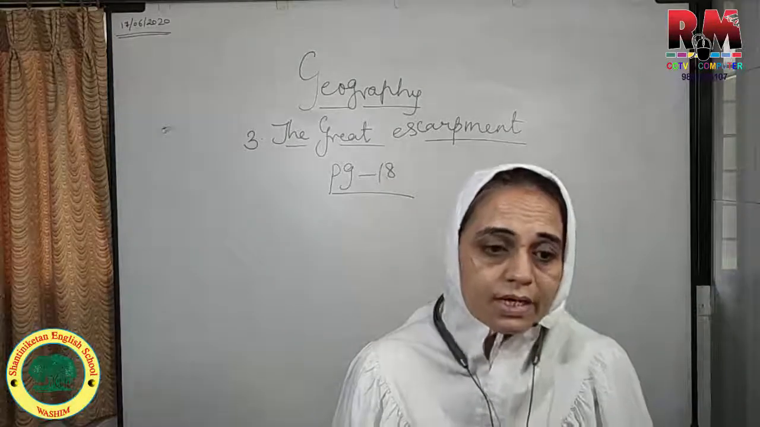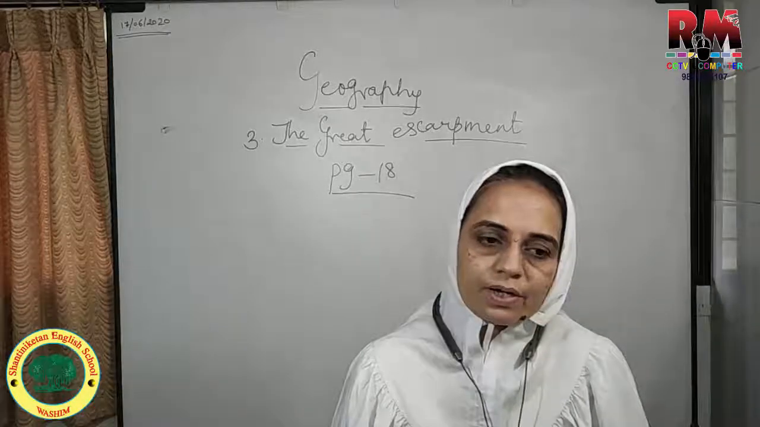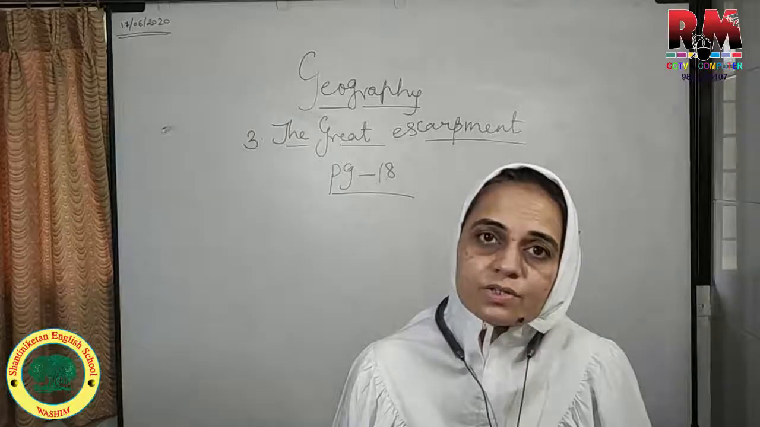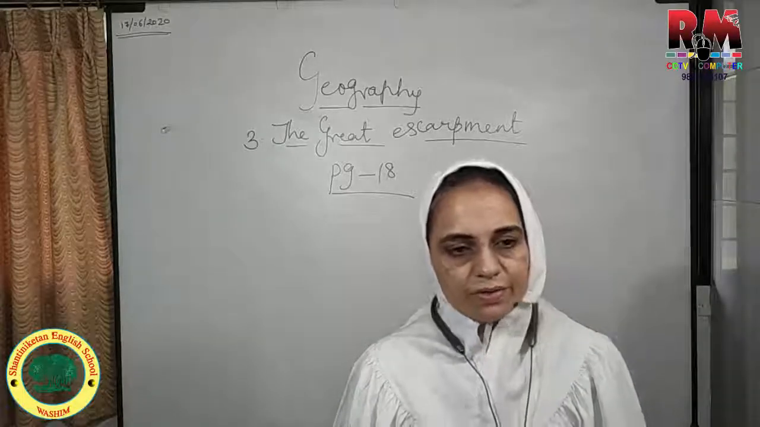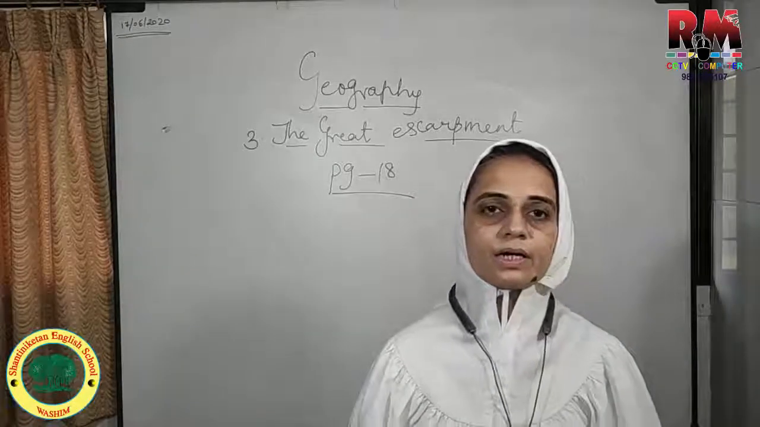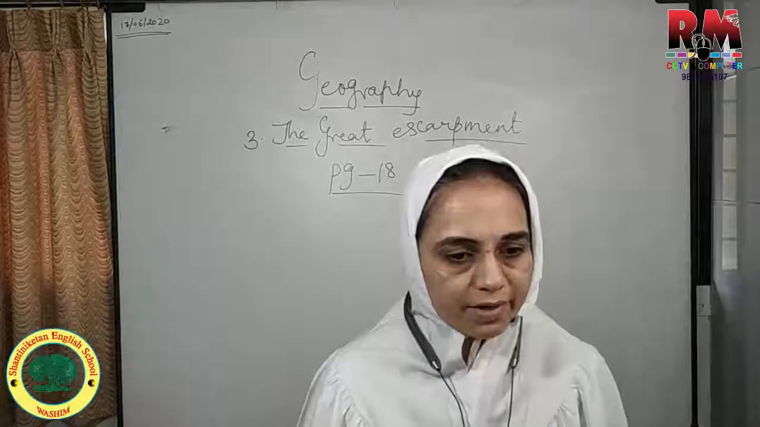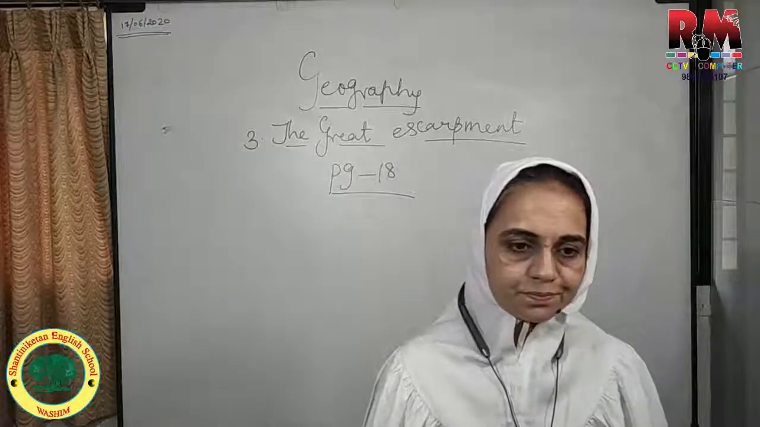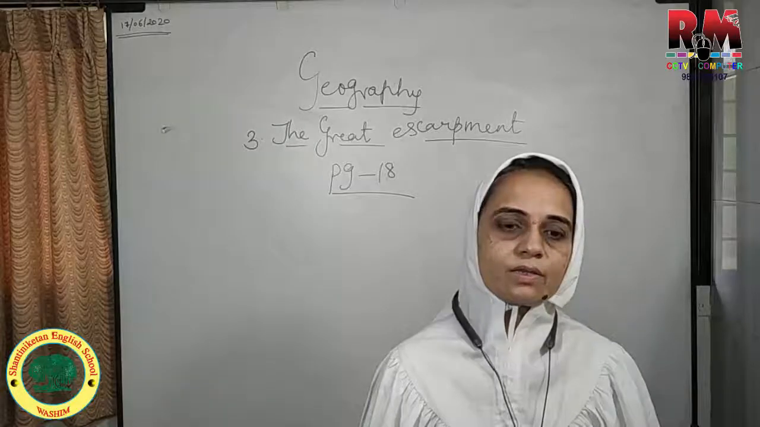Trade winds give rise to a rain shadow area in the northeastern part of Brazil. This region is also called the drought quadrilateral. So about the Great Escarpment: it acts as a barrier in the southeast, and it is also called the drought quadrilateral. The next is the coast.